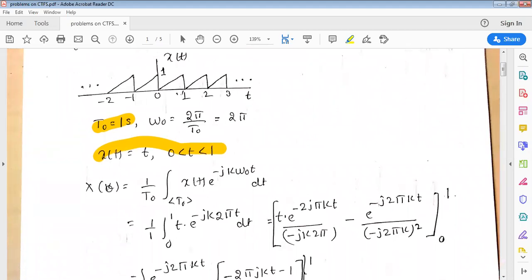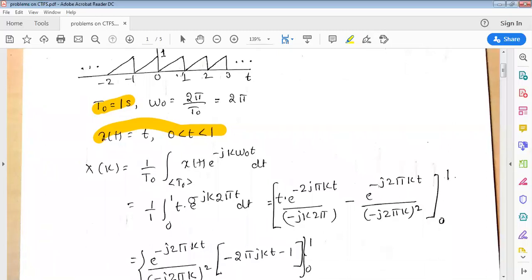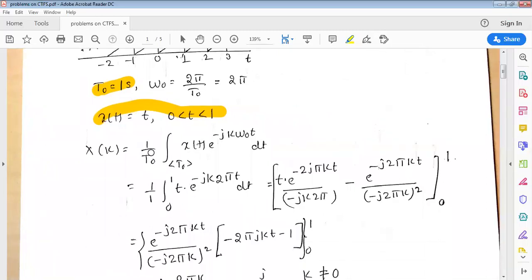Now, X of k is equal to 1 by t naught, integral over a period of t naught, x of t e power minus jk omega naught t dt. This is the Fourier series coefficient equation. Now, what is your x of t? It is t. What is your period? 0 to 1, so that I have written here. 1 by t naught, what is t naught? 1 second, 1 by 1. E power minus jk, what is your omega naught? Omega naught is 2 pi, into t dt.